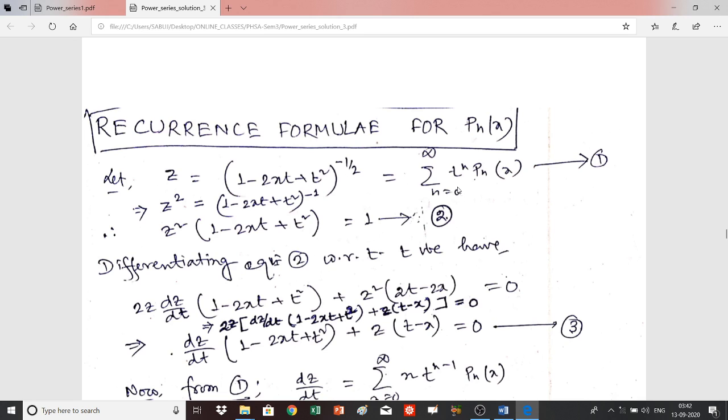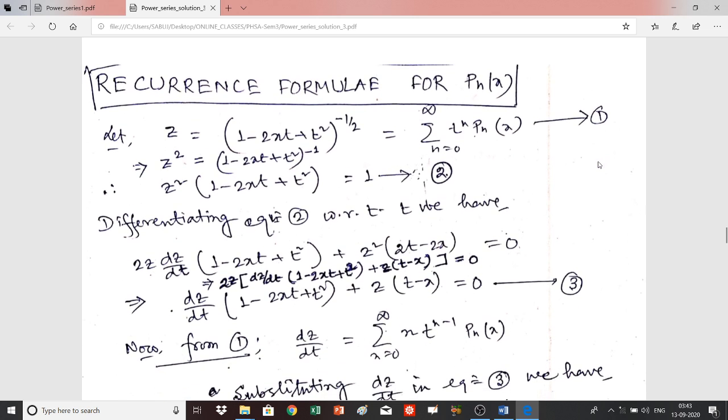That is nothing but the sum over n equal to 0 to infinity of t to the power n Pn(x). So this is the generating function. Now squaring this term, z squared will be (1 minus 2xt plus t squared) to the power minus 1. Just take these two terms. So from this you can write that z squared into (1 minus 2xt plus t squared) is equal to 1. I write it as equation 1, and z equal to the sum over n from 0 to infinity as equation 2.